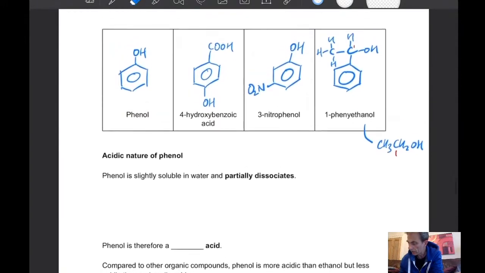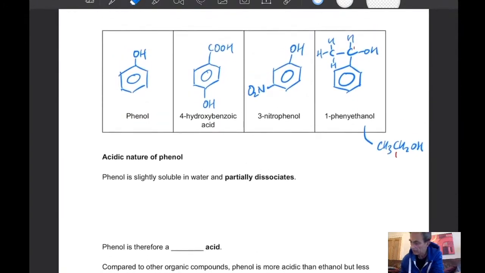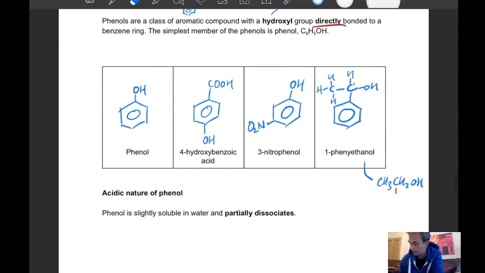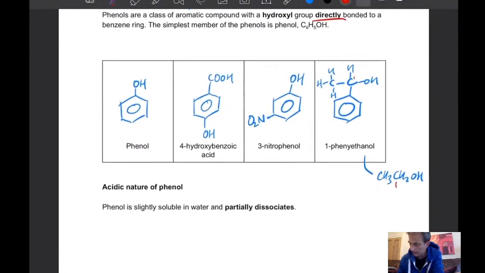Okay, so I hope that's okay for naming phenols. The thing I've forgotten to say here, and the other reason I use this, is that it's actually not a phenol. Hopefully you can see why. It's not a phenol. The CH2OH is the first carbon because it has the functional group on it. It's got the OH group on it.